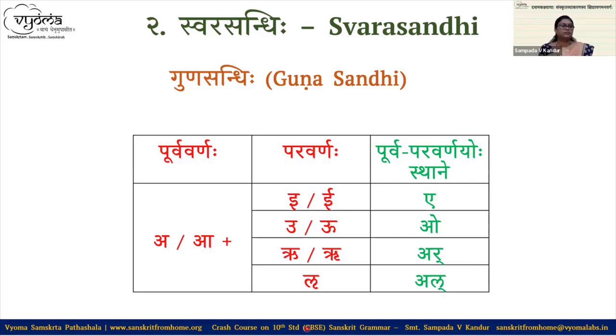Say, Dikshan. A plus I is equal to E. A plus Ii is equal to E. A plus U is equal to O. A plus Uu is equal to O. Possible combinations: A plus I becomes E, A plus Ii becomes E, A plus U becomes O. Short vowel sound, A.